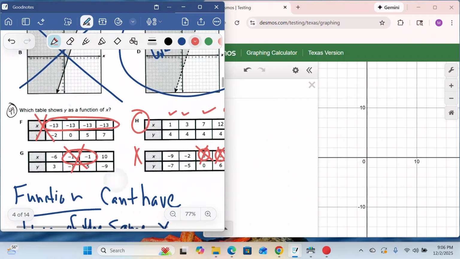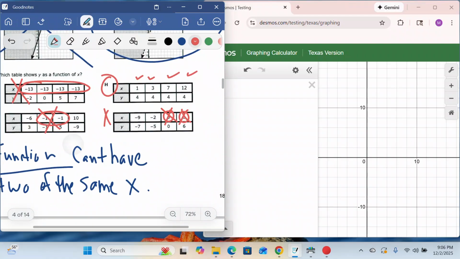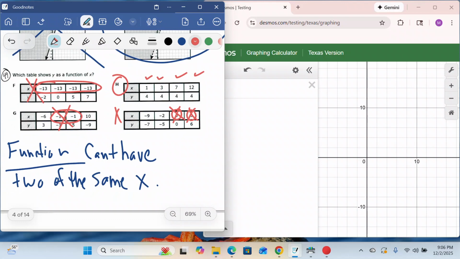So this is a very interesting one because remember, when you have a function, you cannot have two of the same x's. Any of the two x's, that means the vertical line test will fail and you're going to have the same exact point. So that is the rule of any function. You cannot have the same number as an x. So the only answer choice is letter H.